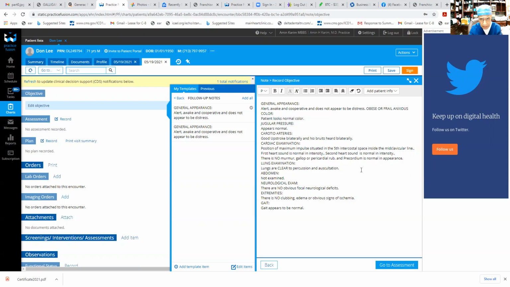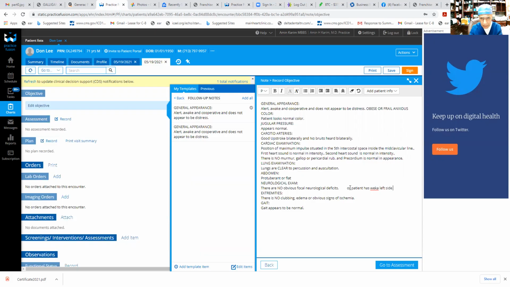Lung exam: are there bilateral crackles? Abdomen: even if you don't put the patient on the exam table and examine his abdomen, it is easy to see that the abdomen is protuberant, P-R-O-T-U-B-E-R-A, protuberant or flat. You can see that. Neurological exam: there are no obvious deficits, or the patient has a weak left side or droop or whatever.